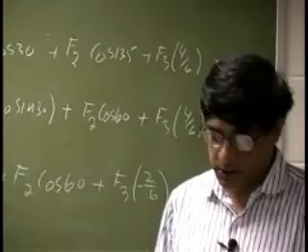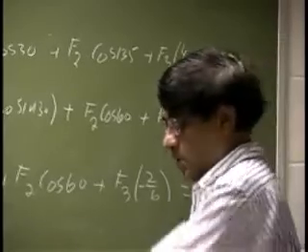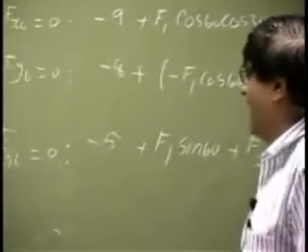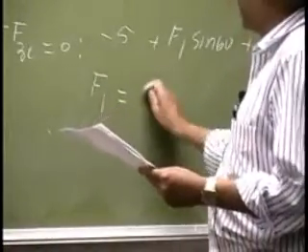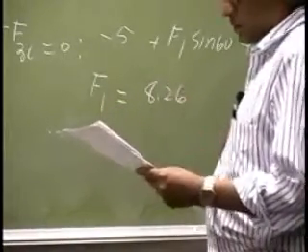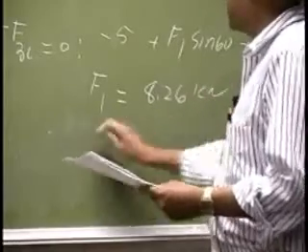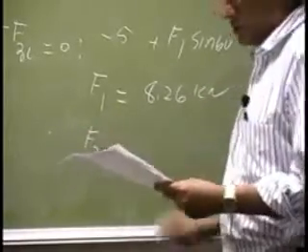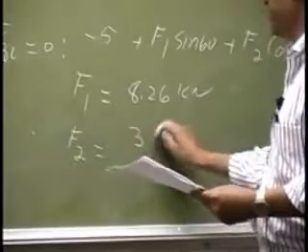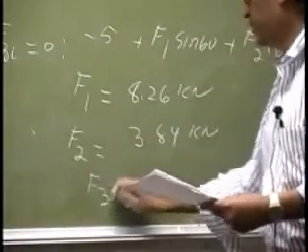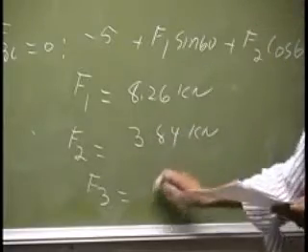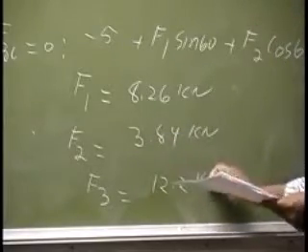So you have three equations, you have three unknowns. You solve for F1, and that should come out to be 8.26 kilonewton. You solve for F2, that will be 3.84 kilonewton. Then you solve for F3, that's going to be 12.2 kilonewton.